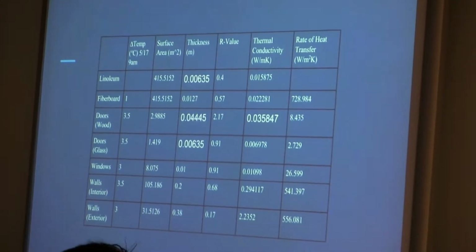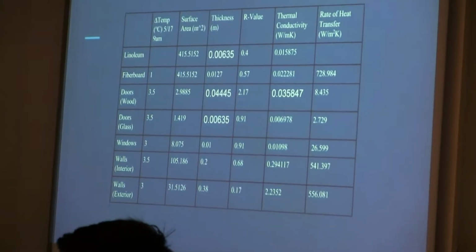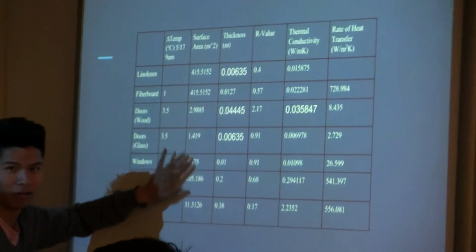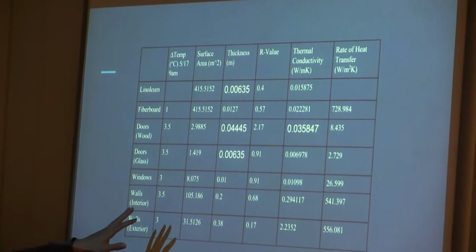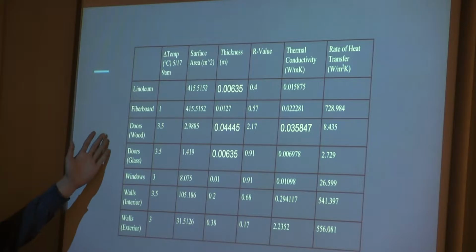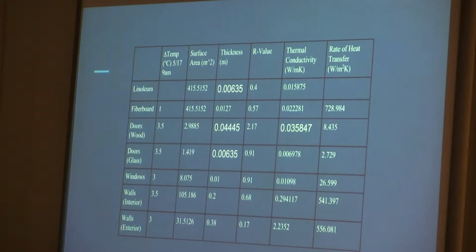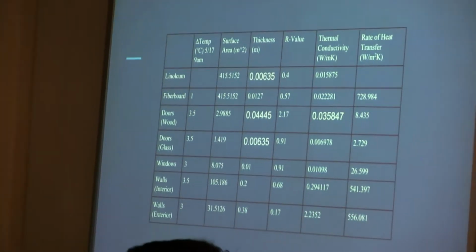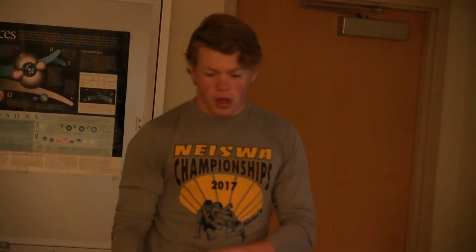So we literally went around and measured the surface area of everything in this room. We then found their thickness, and we assumed their materials, such as the roof is fiberboard, the floor is linoleum, the doors are wood. So using generalized data, we could find their R values, thermal conductivity, and performing many calculations, we finally found their rate of heat transfer. This is the key data. Yes, so the rate of heat transfer is how much heat energy is passed through the medium.